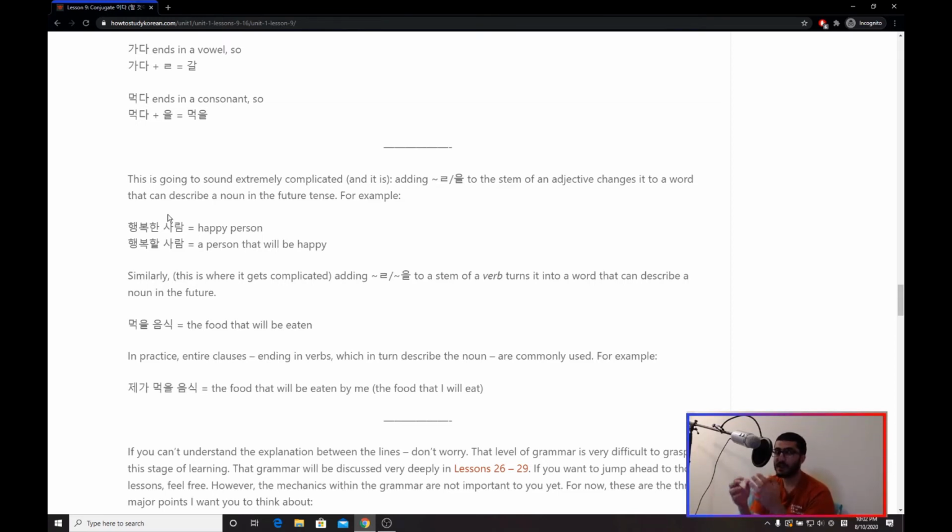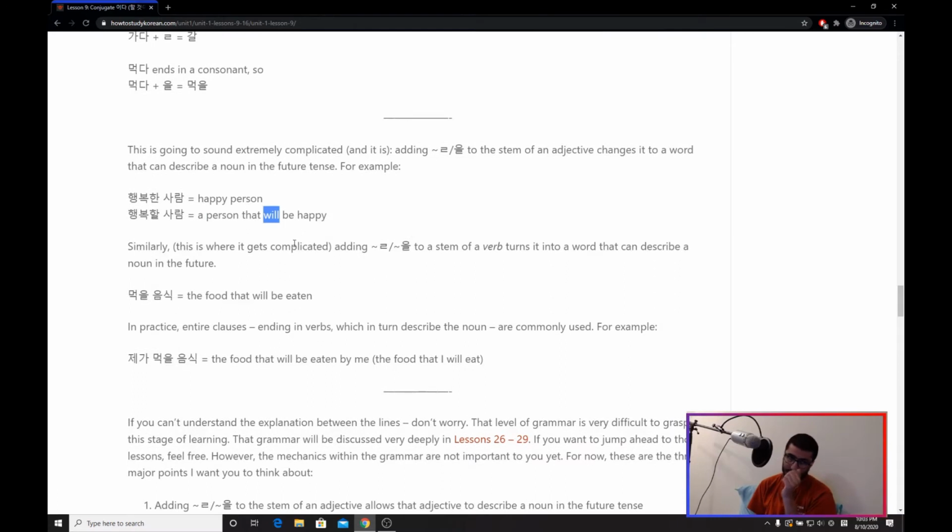Now, if we wanted to do this instead of just in the present tense, like someone who is happy, to someone who will be happy, or a person who will be happy, we would actually add the ㄹ instead of the ㄴ. It's very similar to what we did in lesson 5. So I definitely recommend going back there, looking at the worksheet if you did it, or if you just practiced the lesson and saw the conjugations, go over it, remember how it's done, and then realize that if you just change the ㄴ or the 은 to the ㄹ or 을, all you're doing is changing that to something that will happen in the future. So instead of someone being happy now, he will be happy later. 행복할 사람, a person that will be happy.